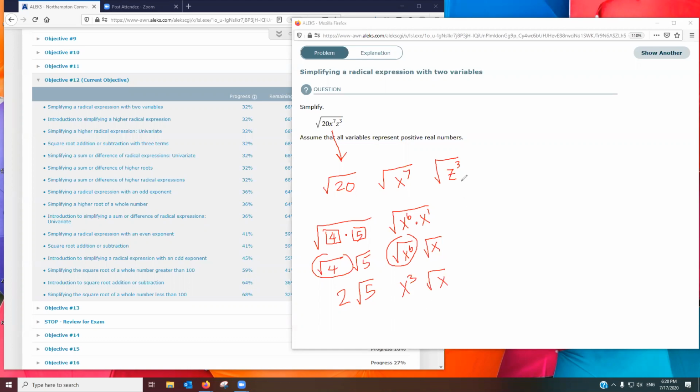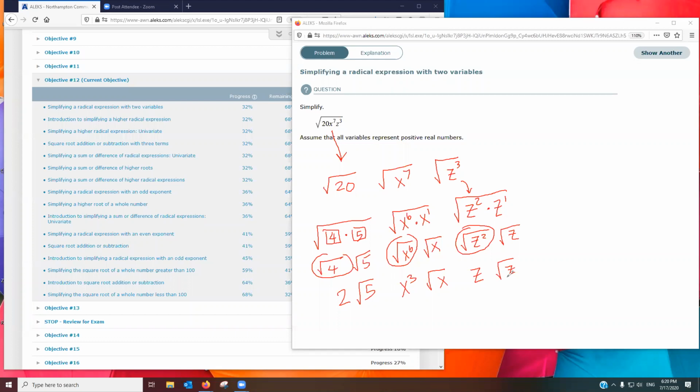Let me come over and do this last one. I'm going to break this up to be z to the 2 times z to the 1. Break it up into 2 square roots. The square root of z to the 2 times the square root of z. But the square root of z squared, well, that's just z. And the square root of z I just bring down with me.